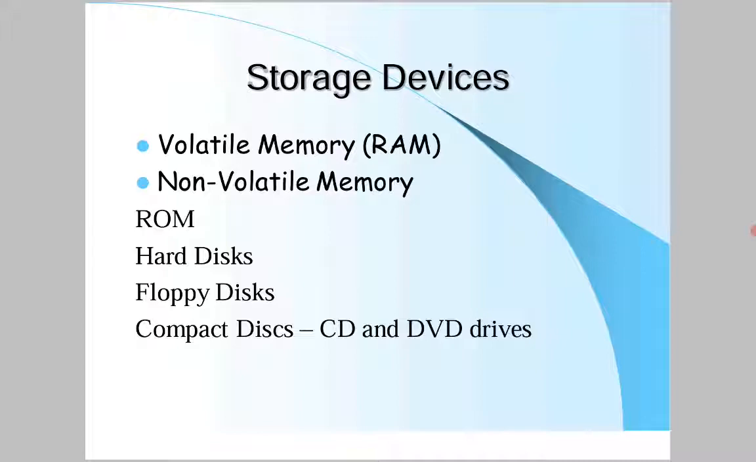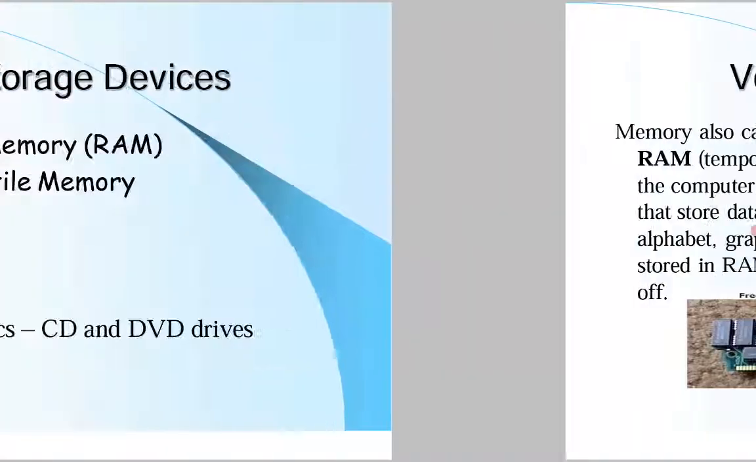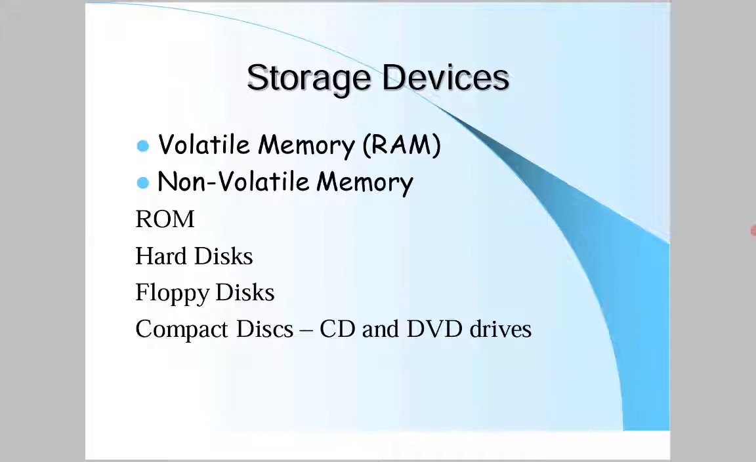So basically, storage units or storage devices are divided into different parts: RAM and ROM, hard disk, floppy disks, compact disks, CDs and DVDs. So what are RAM and ROM? Basically, memories are of two types, RAM and ROM.